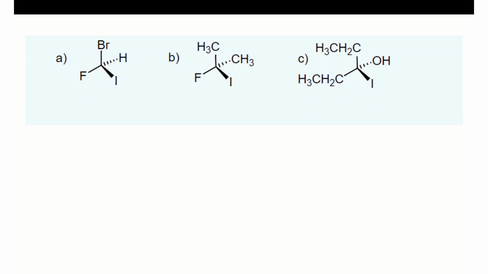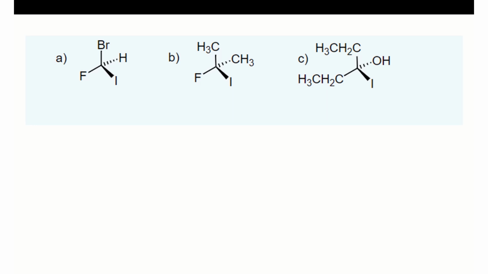I have some examples here for you guys, so feel free to pause the video and come back. The first structure that we have is carbon attached to 4 groups. So the groups are different because we have bromine, hydrogen, fluorine, and iodine. So this structure can be a chiral structure, and the carbon in the center can be a chiral center in a molecule.